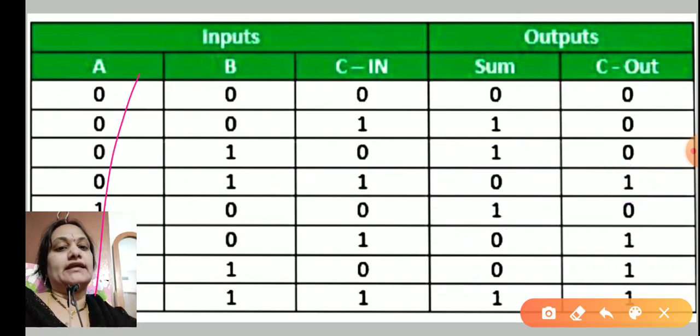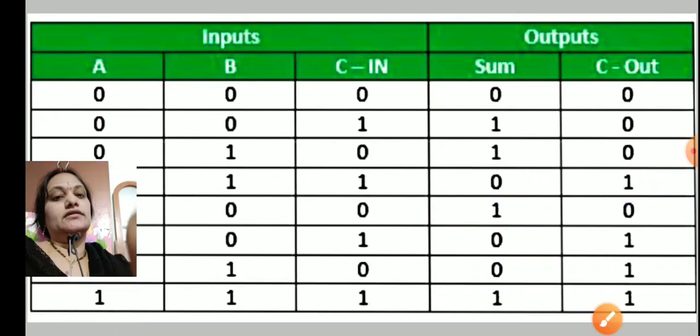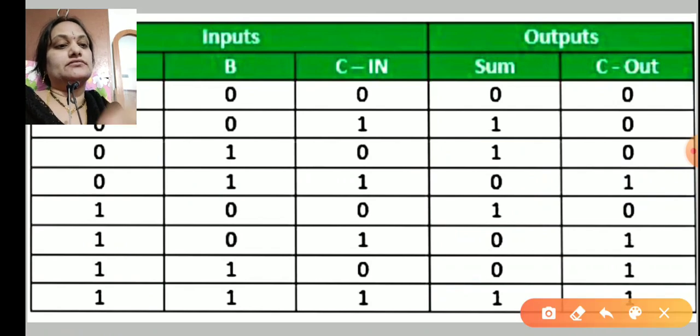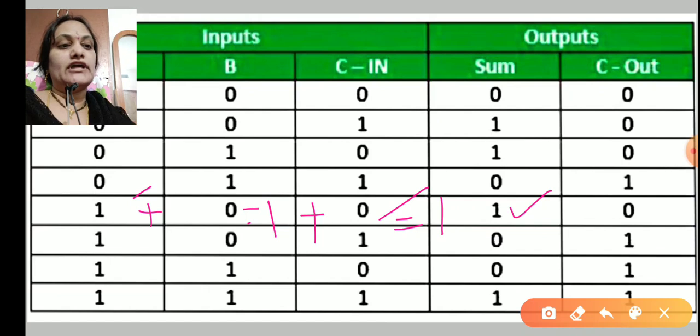That is why we have written 0 at the sum and 1 at the carry. Now let us see the fifth condition, that is 1 plus 0 plus 0. Now you add these bits. 1 plus 0 becomes 1. Again 1 plus 0 becomes 1. We are getting only a single digit, that is 1. So sum is 1. We are not getting any extra digit, that is why carry is 0.